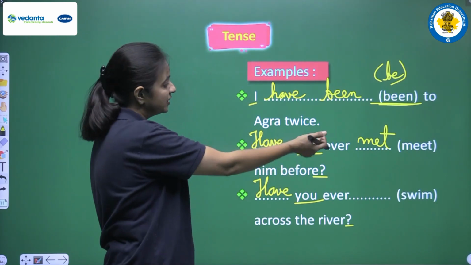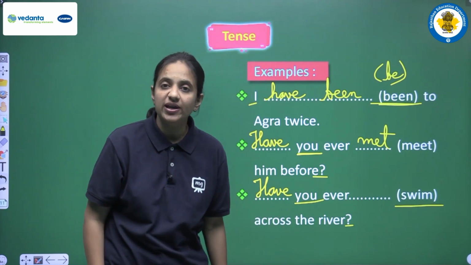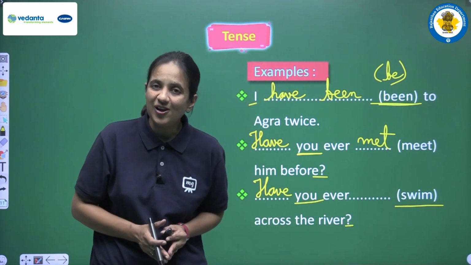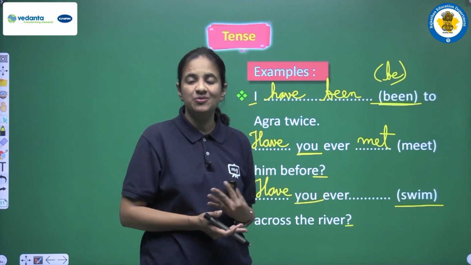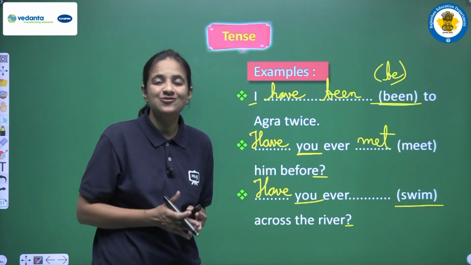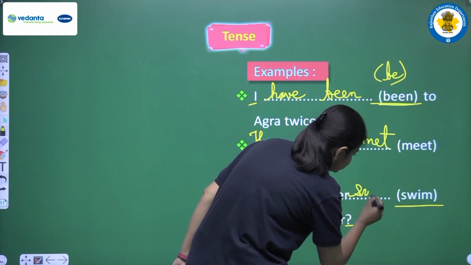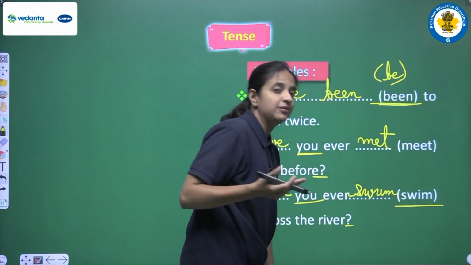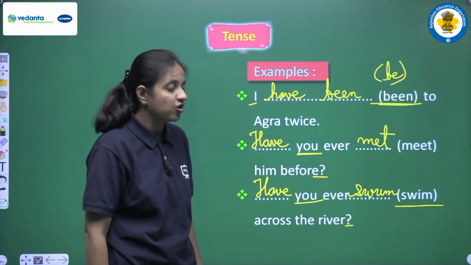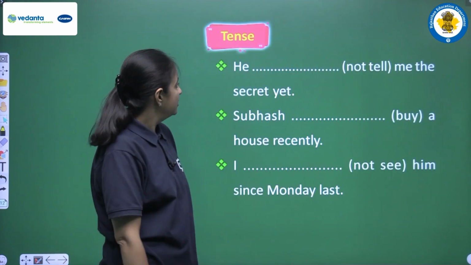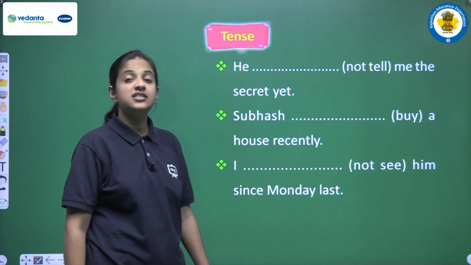Have you ever. Next we are having the main verb that is there in the bracket. The main verb is swim. Swim is the first form. So we all know that we have to add the third form of the main verb. Now just recall what is the third form of swim. Yes, swim, swam and swum. So our answer will be, have you ever swum across the river?